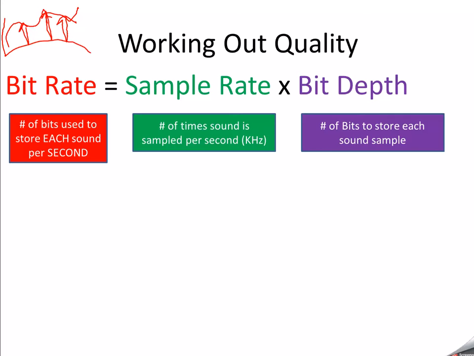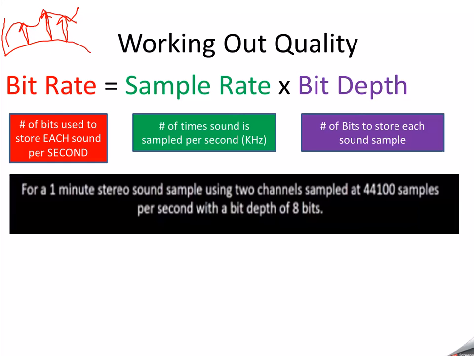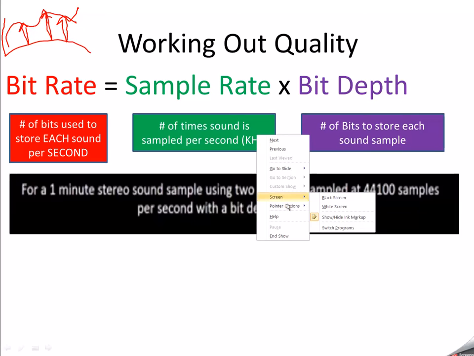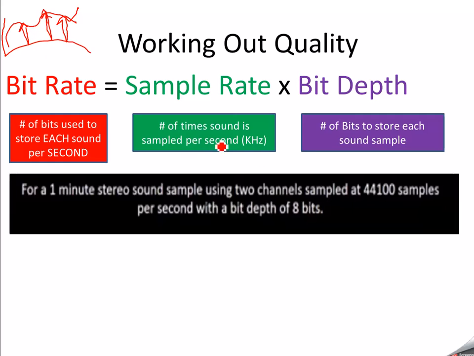Now let me give you an example. For a 1 minute stereo sound sample using 2 channels sampled at 44100 samples per second with a bit depth of 8 bits. So from this question, we've got our 44100 for our sample, we've got our 8 bits. But we've also got a time period here of 1 minute, which we don't need right now. And we've also got something called 2 channels.